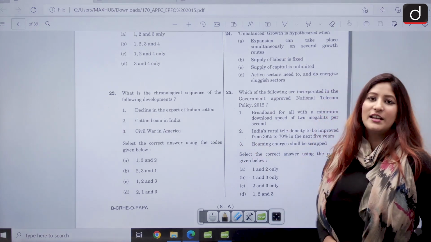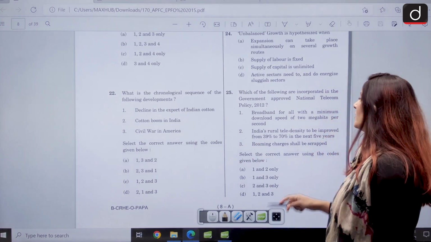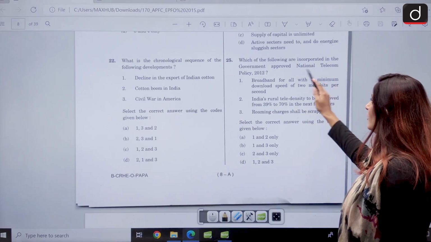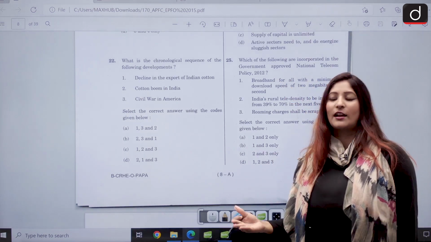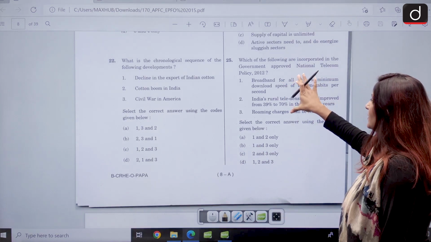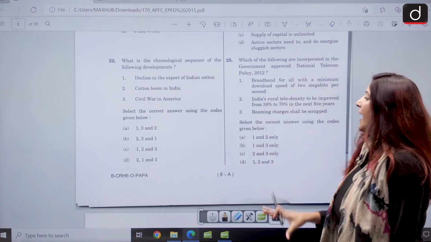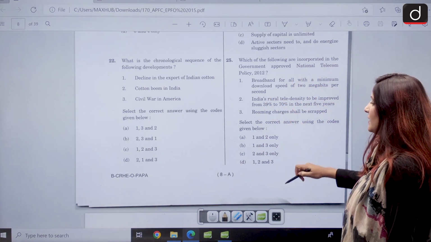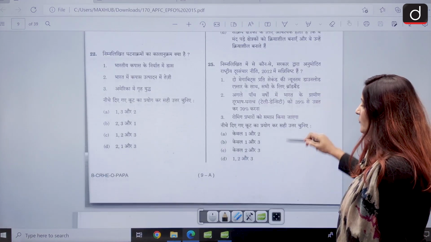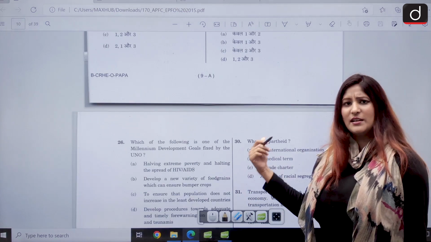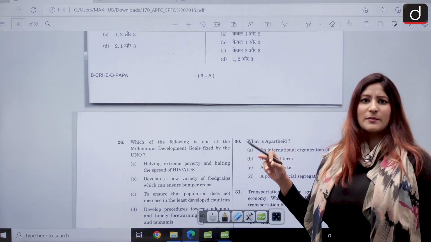So this is modern history, Indian and world. Again, National Telecom Policy 2012 belongs to the section of economics and science and technology. Important provisions of the bill have been given, and you have to select the correct answer. Look at the balance of this paper. Similarly, you have to prepare for UPSC civil services as well, but here facts are also focused upon a lot.